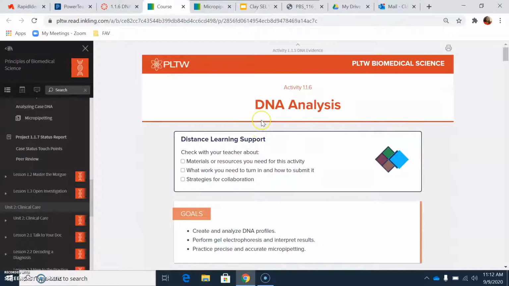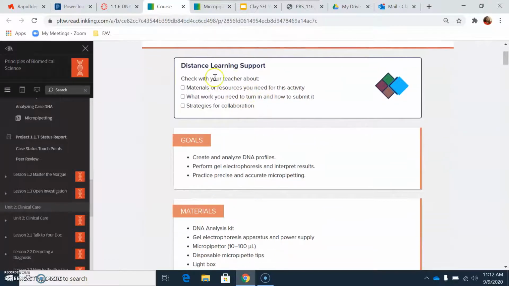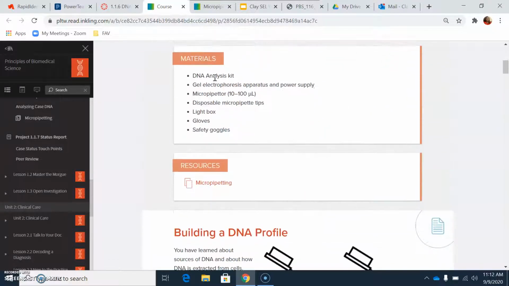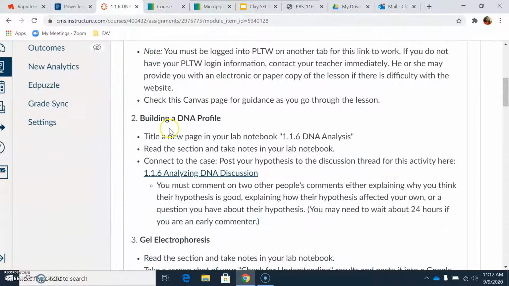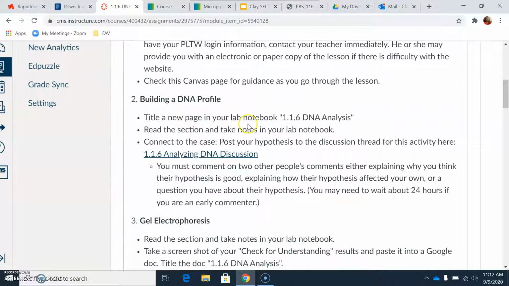And what it looks like is this. So we're strictly dealing with the distance learning part of this because we can't physically do the lab because we're not in school. So the first part of that lab is building a DNA profile. You're going to title a new page in your notebook called 1.1.6 DNA Analysis. You're going to read the section and take notes in your notebook.